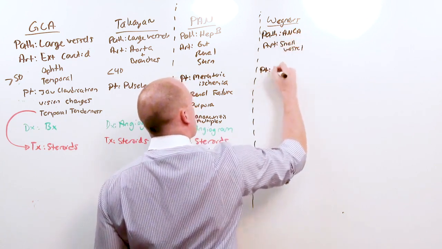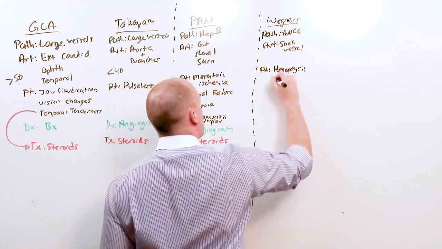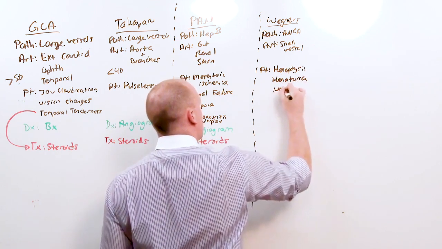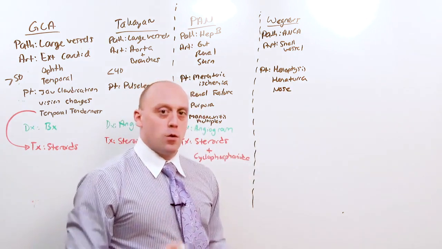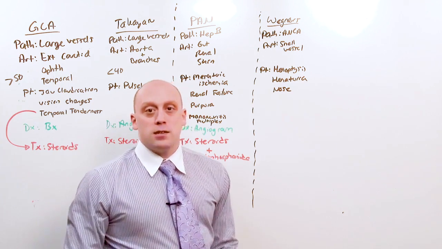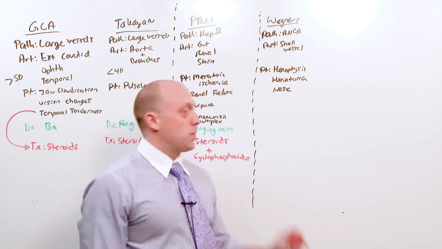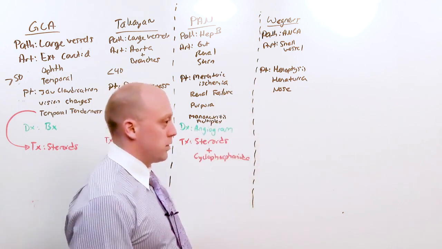The patient is going to present with hemoptysis, hematuria, and something in the nose. Hemoptysis, hematuria, and the nose. Wegener's. You may think that it's Goodpasture's disease because they've got hemoptysis and hematuria, but they're going to mention something about the nasal sinuses, making it Wegener's.